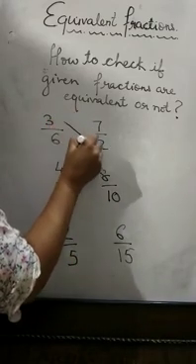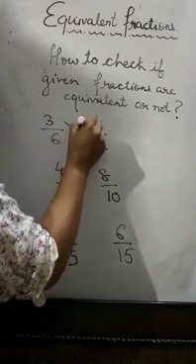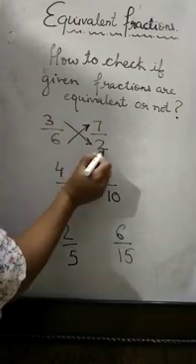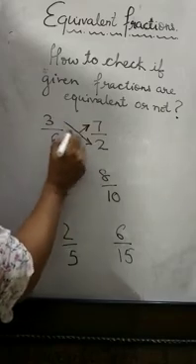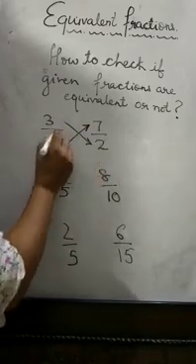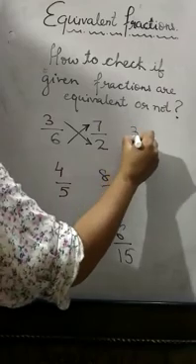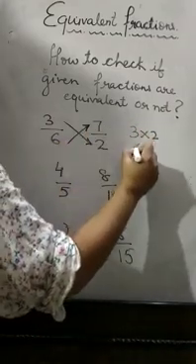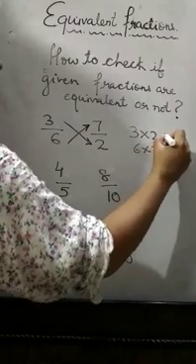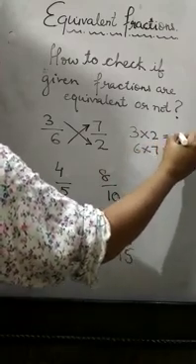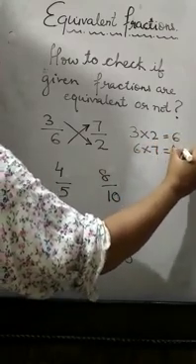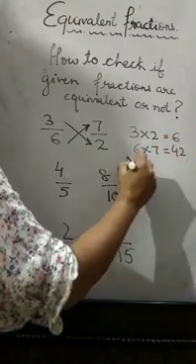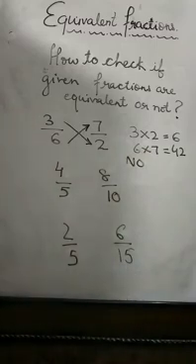Now what does this mean? We will make a cross in between the fractions. Now 3 and 2, 6 and 7. The same way our cross goes, we take the numbers: we have 3 and 2, so we will multiply 3 with 2, and 6 with 7, so we will multiply 6 with 7. Now let's see what we get. 3 2s are 6 and 7 6s are 42. If both numbers come different, we say no, they are not equivalent.